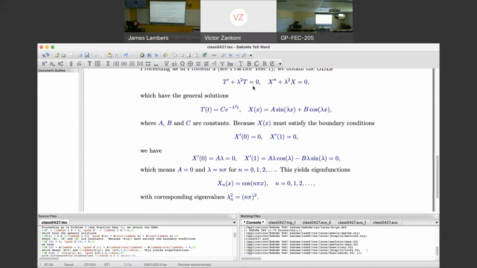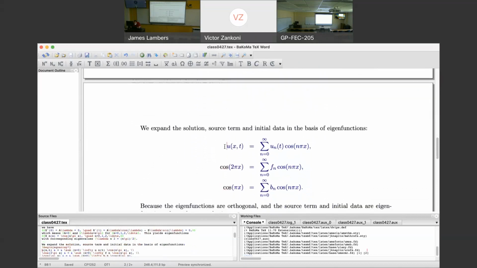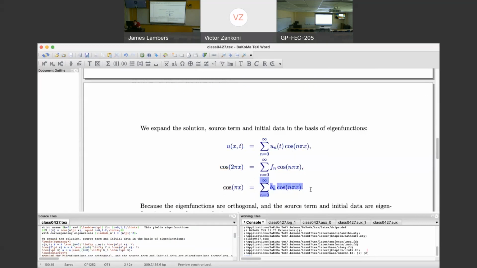So from these two general solutions, for the spatial problem and the time problem, we know which solution is going to have this form. It's just a matter of what are these. And to help with that, now we go to the non-homogeneous PDE that we started with. We take the source term, which is cosine 2 pi x. We expand it in these same functions. Whatever ones we have here, we use down here. Initial data, in this case cosine pi x, also expanded in that form. So we need these coefficients, the Fn and the Bn.